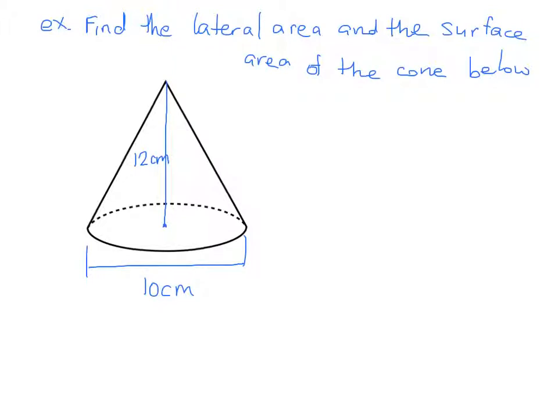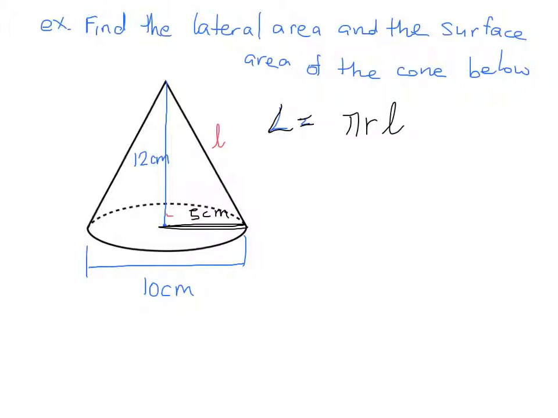Okay, so in this example, we're being asked to find both the lateral area and the surface area. So I'm going to go ahead and start off with the lateral area. And so I know that lateral area, let me use a different color, lateral area is pi RL. All right, so we don't have the radius yet, but it's super easy to find. Radius is half of the diameter, so our radius is 5 centimeters. And we don't have our slant length yet, but again, it's not so hard to find.